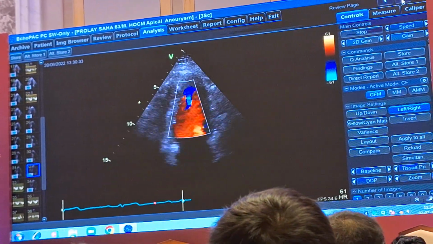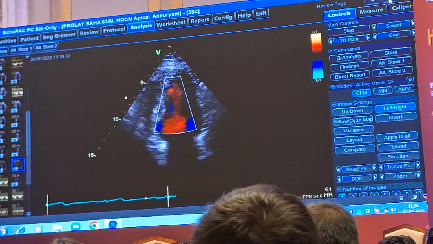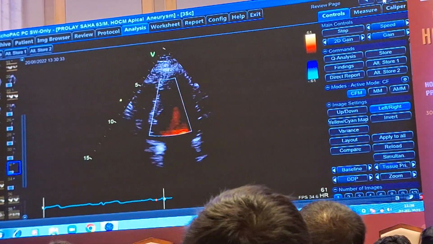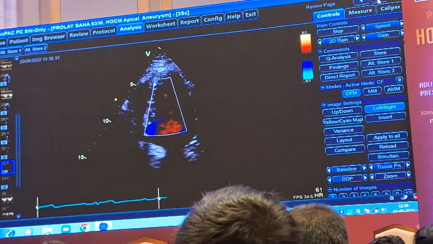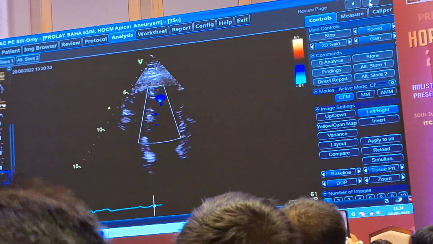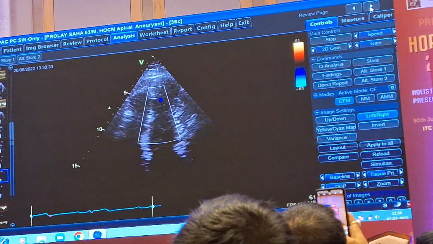If the wall is more than 15 millimeter, then always look for it, and look for the family history, everything.